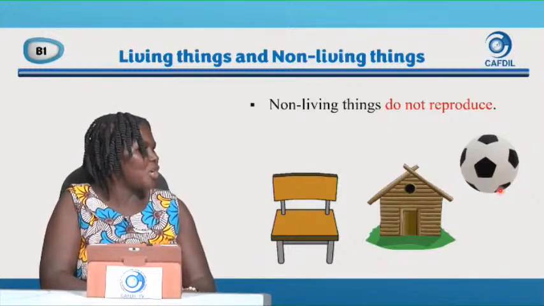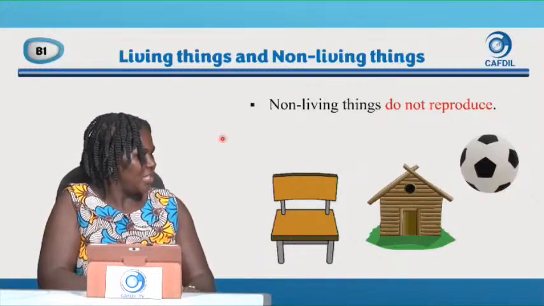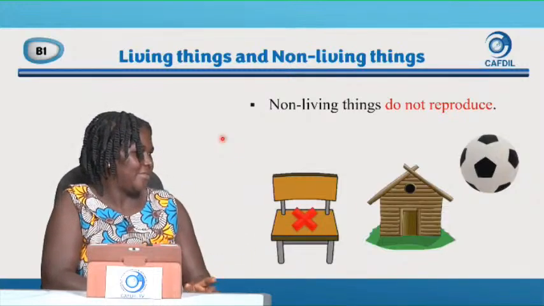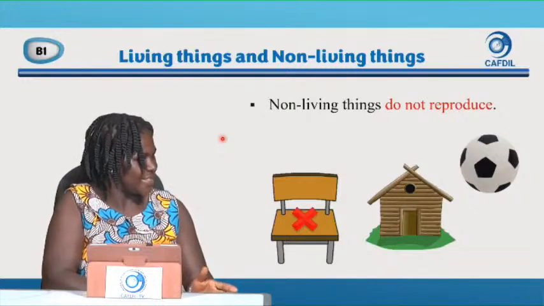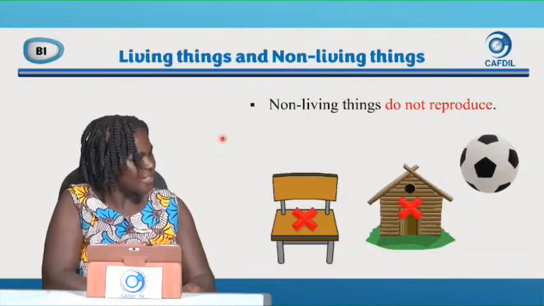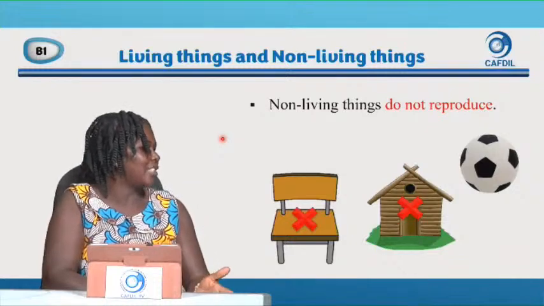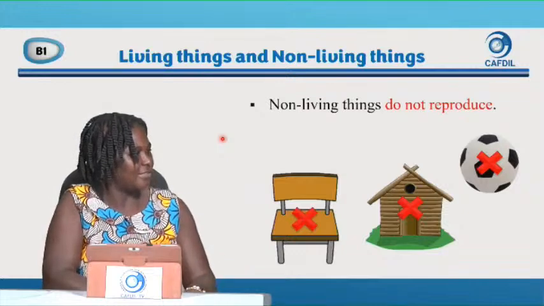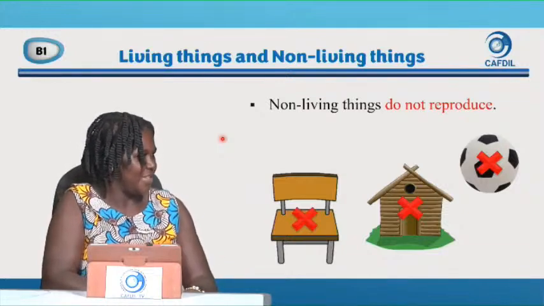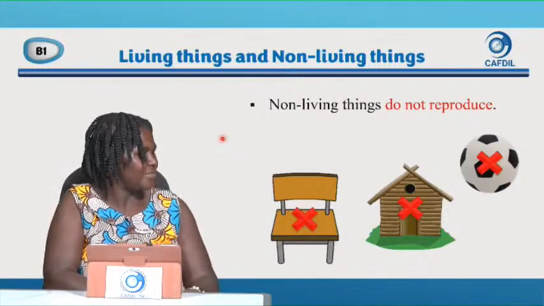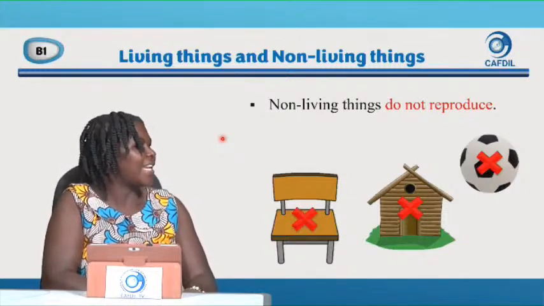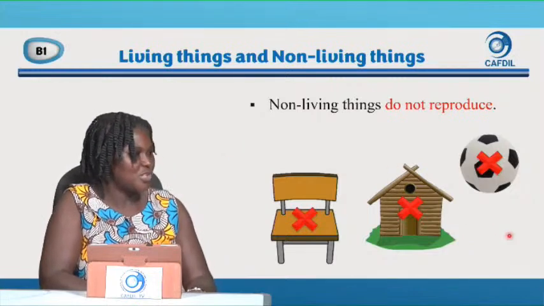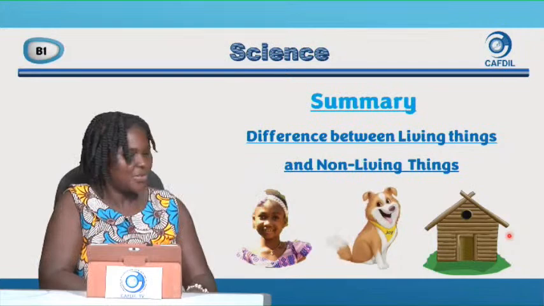Now non-living things do not reproduce. Let's look at this chair. It will be there alone. It won't get any baby. Let's look at the house. It will be there for a long time. No baby. Let's look at the ball. Also no baby. So chair, house, ball are non-living things and they do not reproduce. Good.